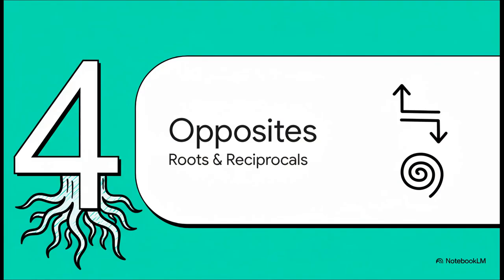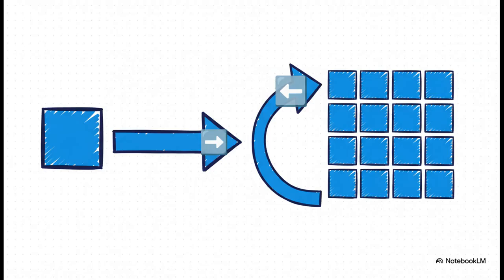We are on the home stretch now. For the final pieces of our toolkit, we're looking at the opposites, kind of like the undo buttons for some of the operations we've just talked about. These are your roots and your reciprocals. So how do these opposites work? It's really straightforward. Square roots and cube roots are just the reverse of squaring and cubing. If you square 4 and get 16, then the square root of 16 takes you right back to 4. They just undo each other.